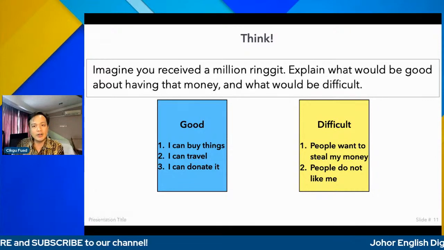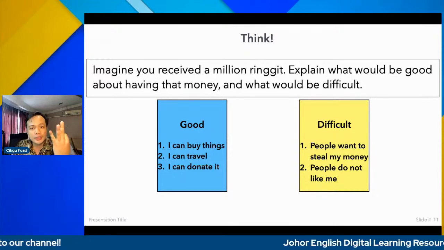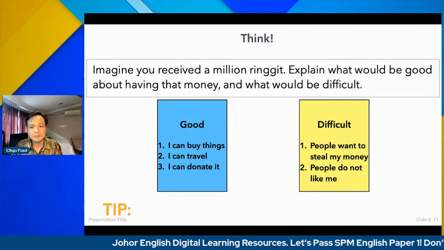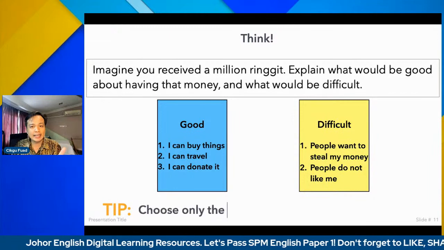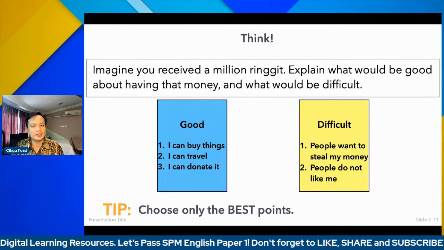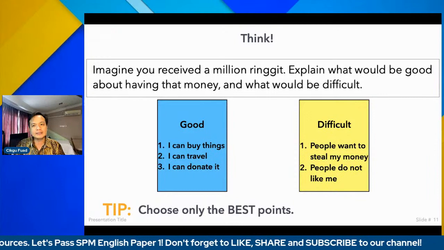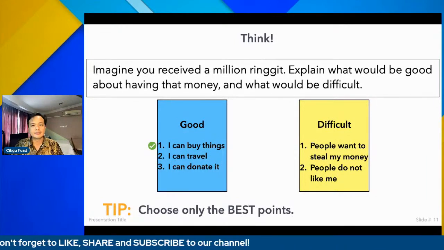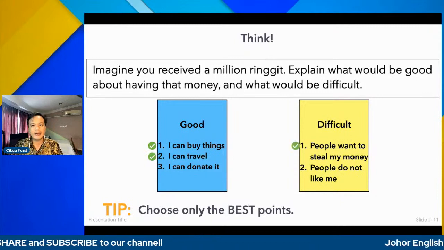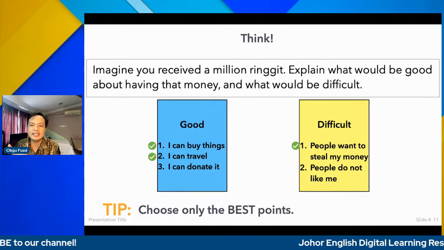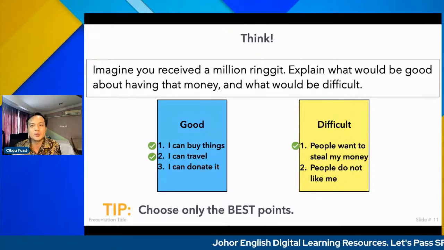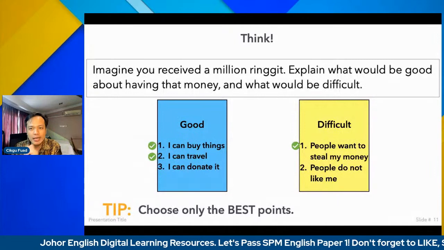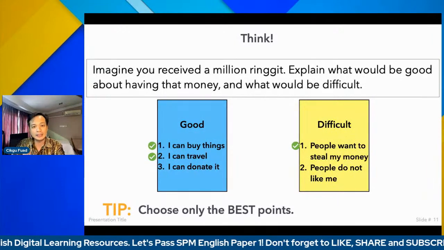For example, here, I got 5 points. So I will only choose 3 because in the end, I only want 5 paragraphs. So the tip for you guys is choose only the best points. At this moment, my best points are I can buy things, I can travel, and I would like to choose 1 point from the difficulty, which is people want to steal my money. So I will only write about these 3 points. So point number 3 for good and point number 2 for difficult, I will just leave it be.